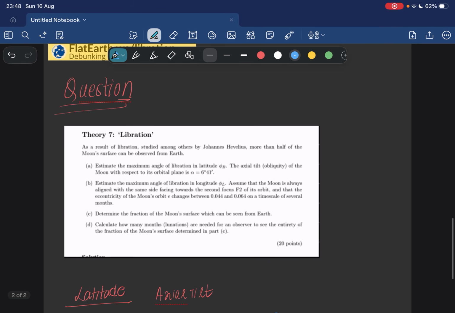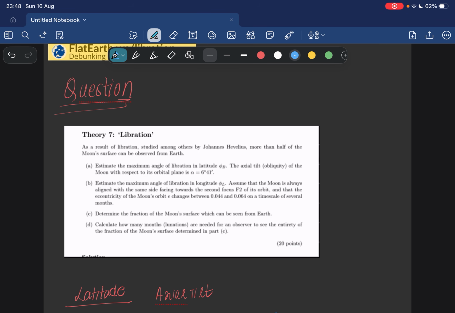Let's estimate the maximum angle of libration in latitude, which we know, right? It is the axial tilt of the moon with respect to its orbital plane, done. So now we need to approximate the maximum angle of the libration in longitude. Libration in longitude is because of the orbital eccentricity.